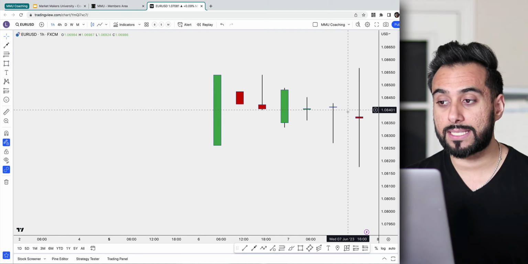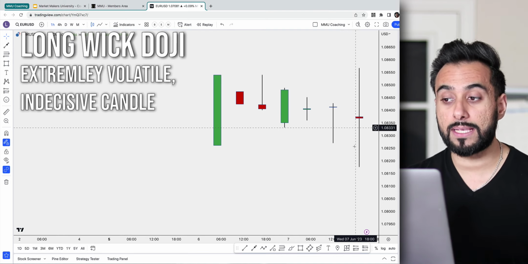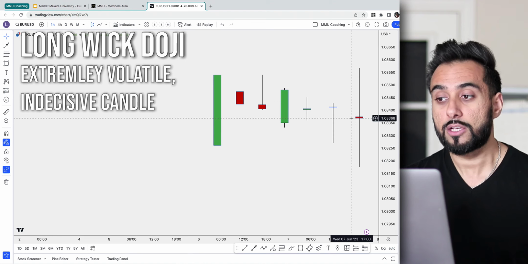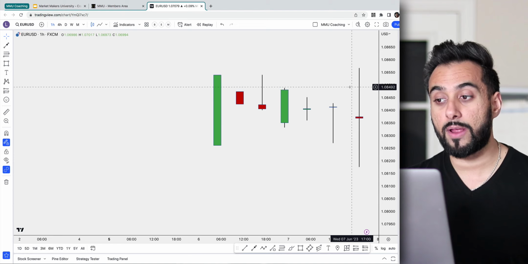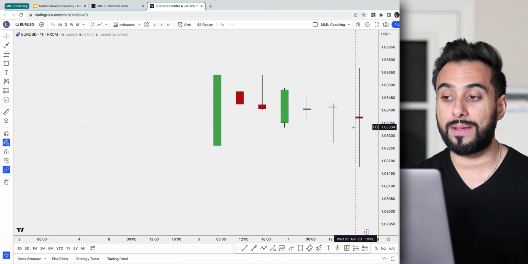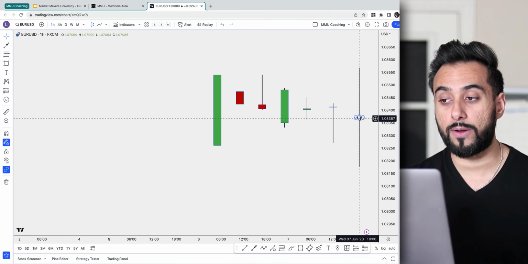Now, this next candle right here, this is also considered a doji. Again, this shows a sign of indecisiveness. So pretty much what ended up happening here, the price went up and down. It was very volatile during this price action. But at the end, whenever this candle closed, it pretty much closed roughly in the near area of where it started.